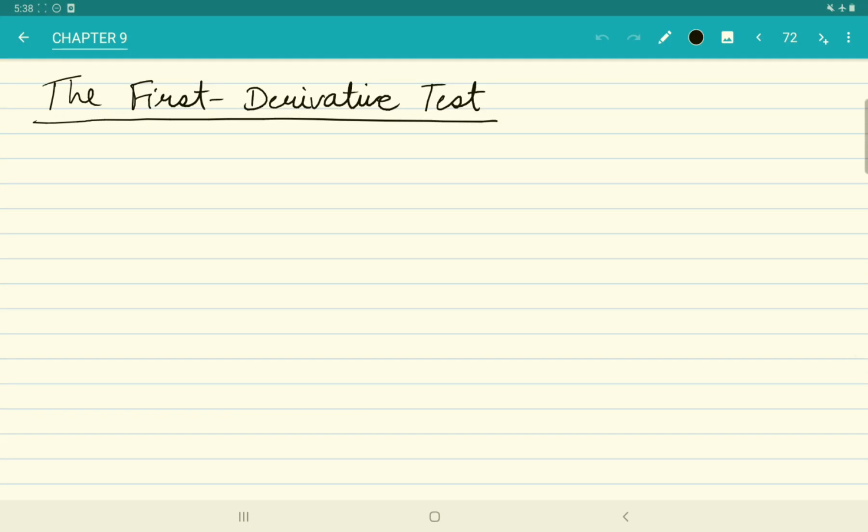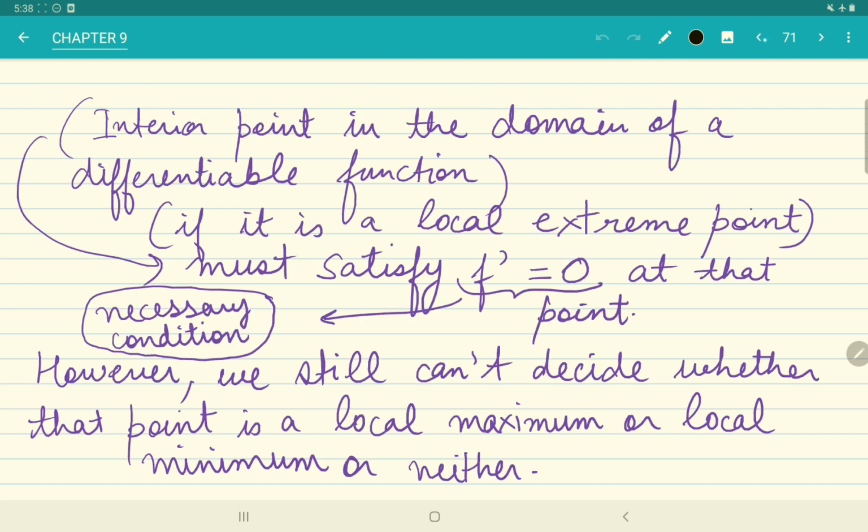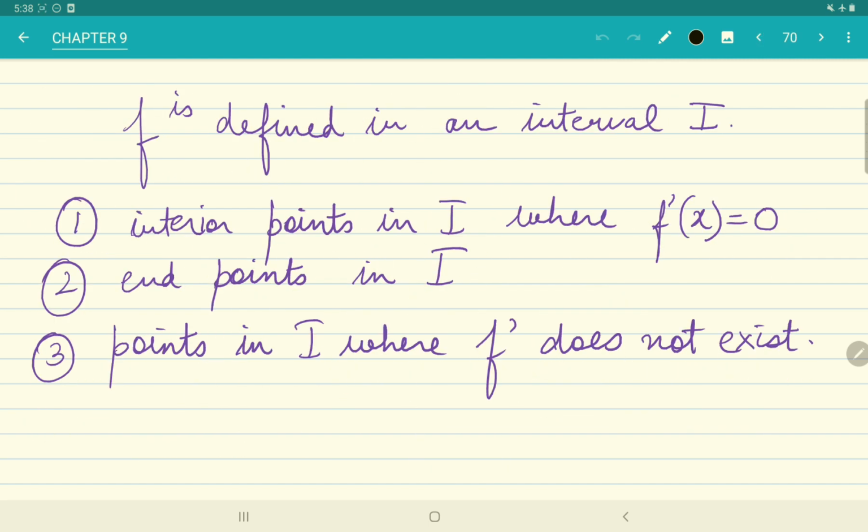Taking on the concept of the first derivative test, I would like to get back to this case. Let's say there is a function f which is defined in an interval I, and we want to find out possible local maximum points or possible local minimum points for this function. And if we want to do that, we would like to search among these types of points.